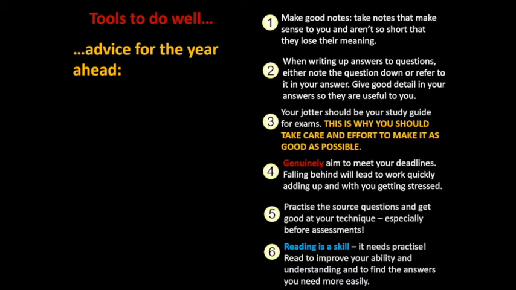Now, reading is a skill. It needs practice. You need to read to improve your ability and understanding and to find the answers you need more easily. Now, this is a skill that is going to help you in all your subjects this year.